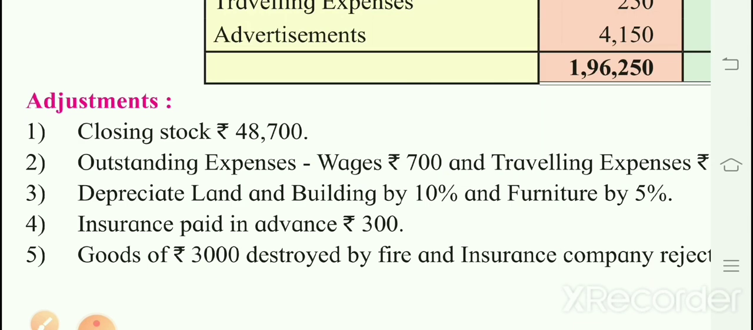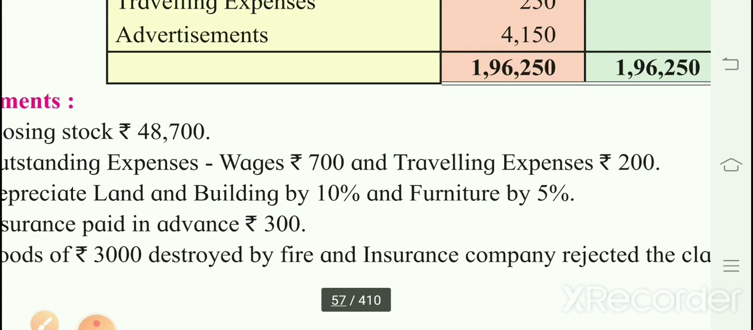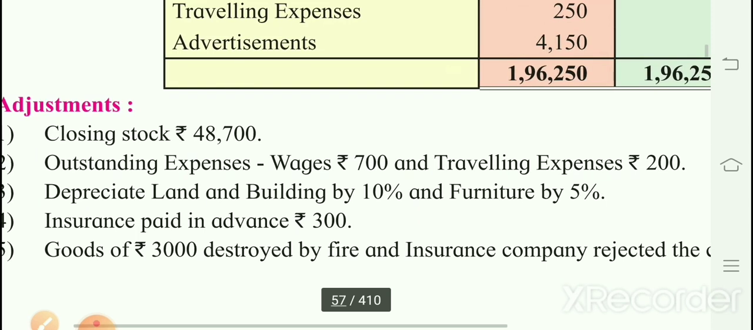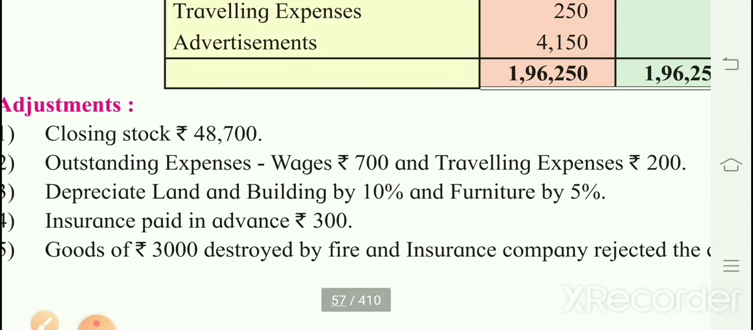Second adjustment, outstanding expenses, wages rupees 700 and traveling expenses rupees 200. See, these are the outstanding expenses, means they are due but not paid by our firm. So wages of rupees 700 will be added to debit side of trading account under the heading of wages. We have written wages by rupees 800. In that, add rupees 700. The amount that will appear on outer column will be 1500. Its second effect will be written on liability side as outstanding expenses, wages rupees 700.